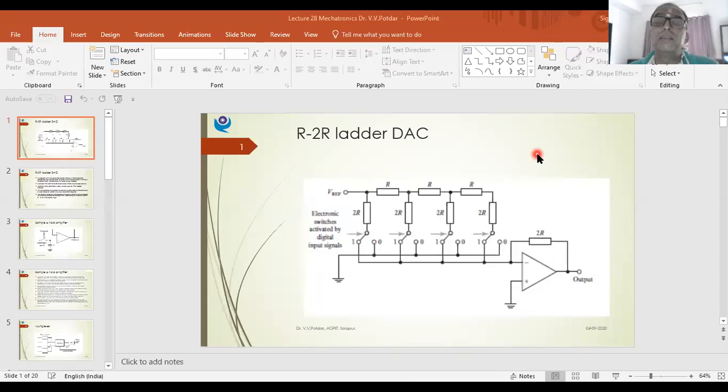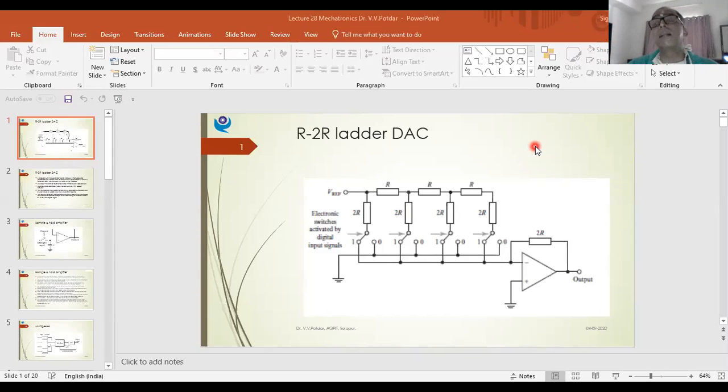For 4 bits, it had 4 switches, and we had 4 steps of resistances. The first step corresponded to R, the second to R by 2, the third to R by 4, and the fourth to R by 8. The resistances were divided by half at each stage, so the weightage was varying at each stage of the reference voltage, and we converted those digital signals into analog equivalent signals.